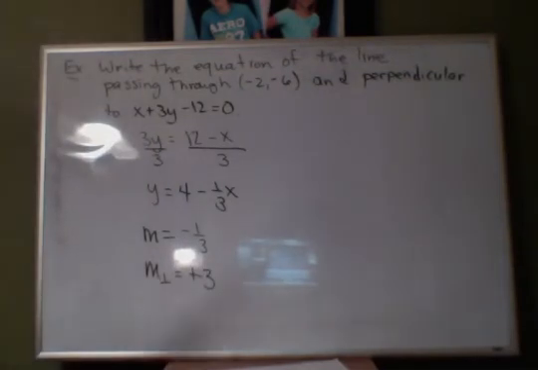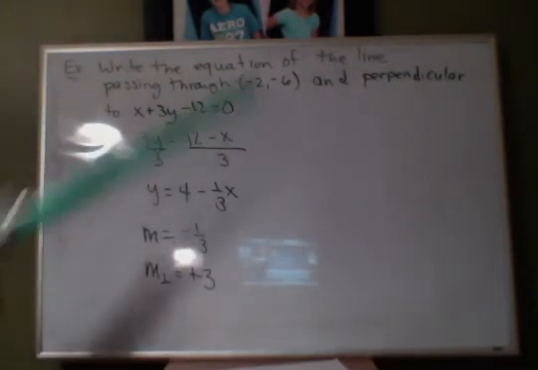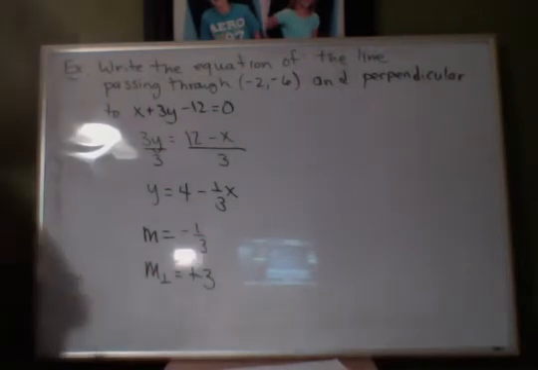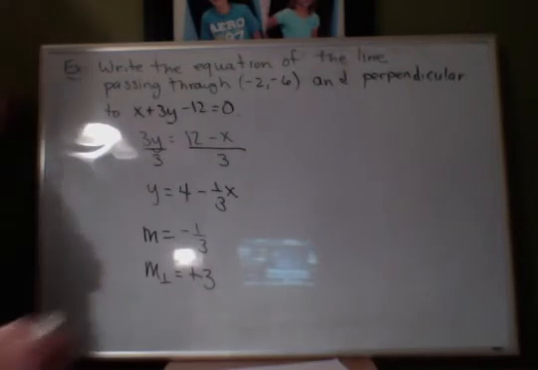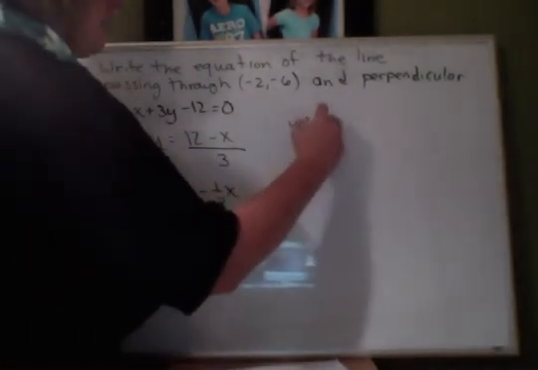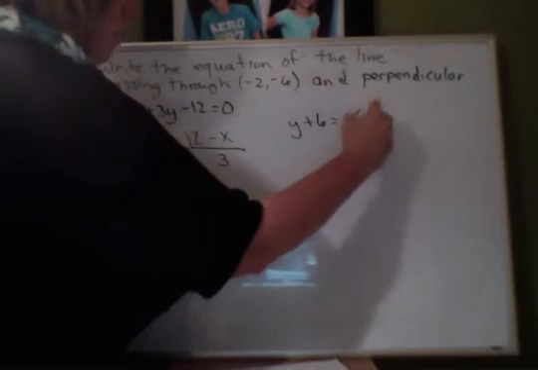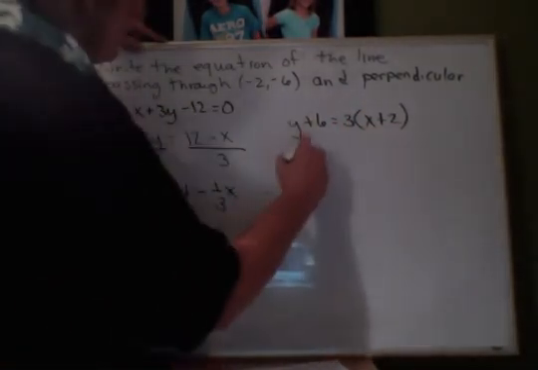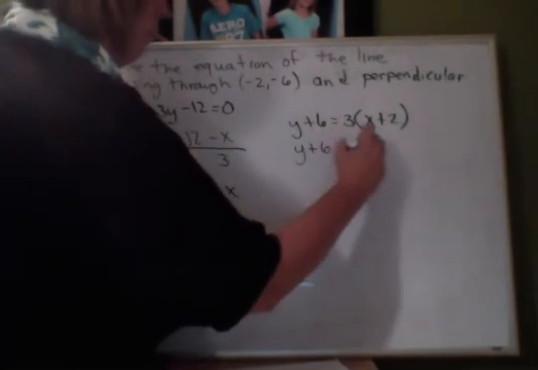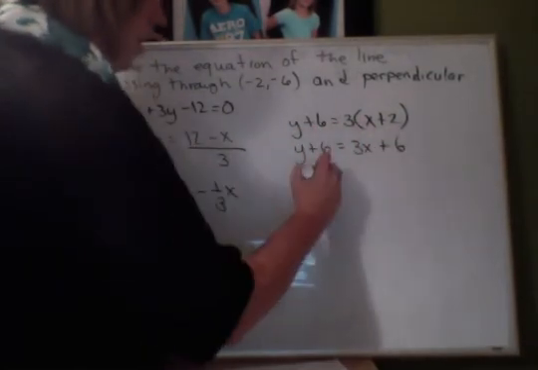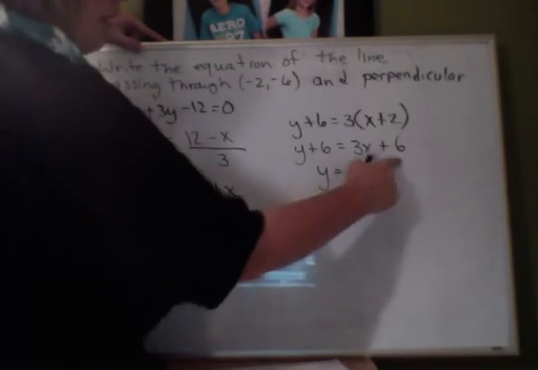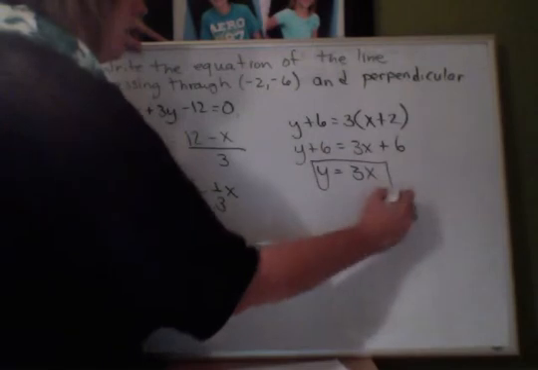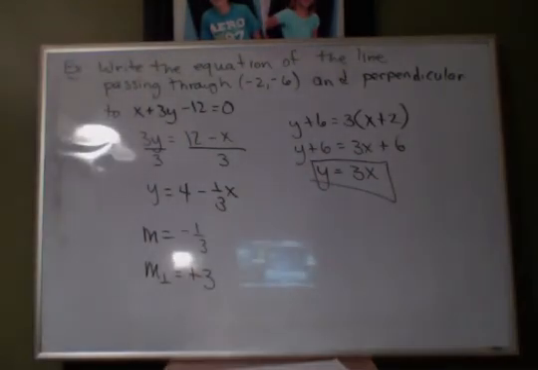So now I have a point, I'll remind you, (-2, -6). I have a slope, positive 3, and I am ready to write the equation in point-slope form. We're going to get y plus 6 is equal to 3 times (x plus 2). Then we'll follow our steps again to change this into slope-intercept form. Now this one's kind of interesting because when I subtract 6 on both sides, I end up with 3x plus 0, or I can just write this equation y equals 3x.